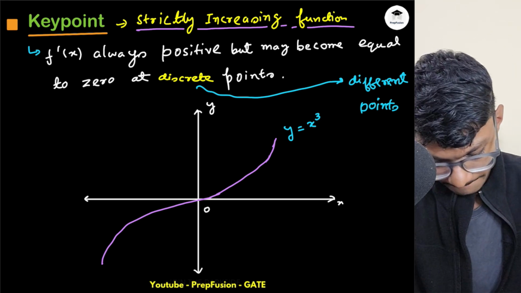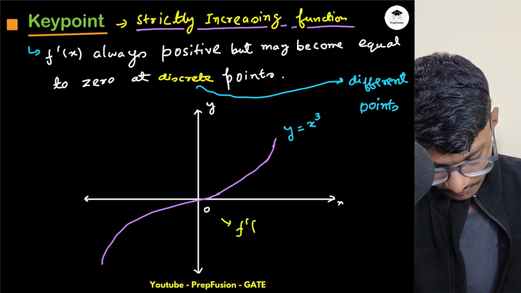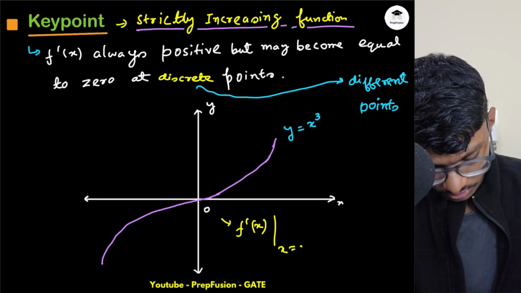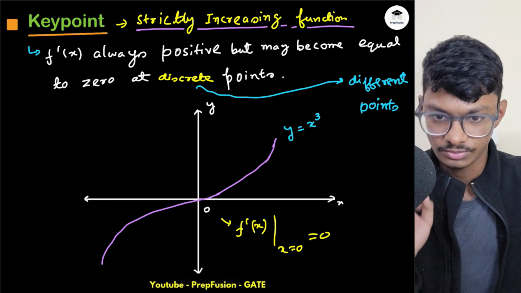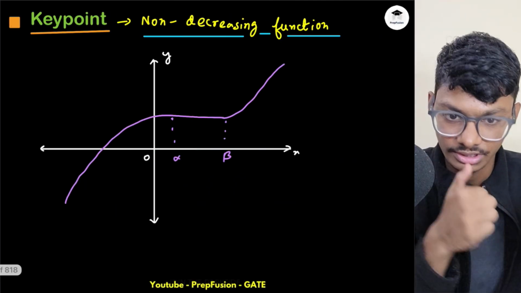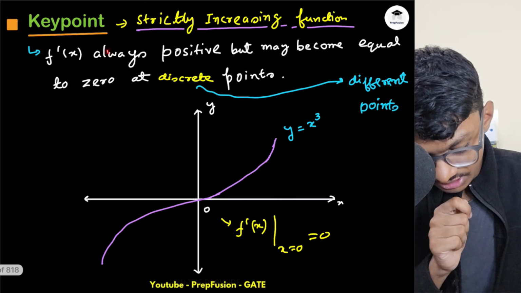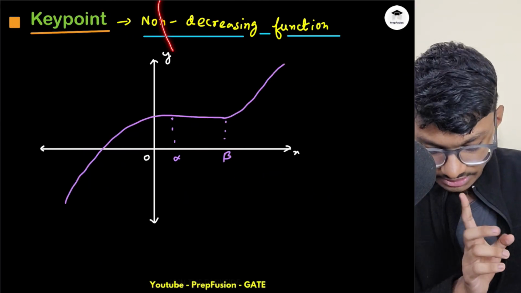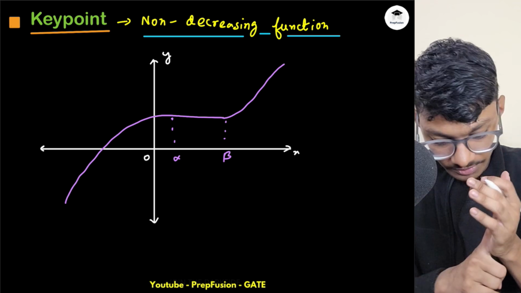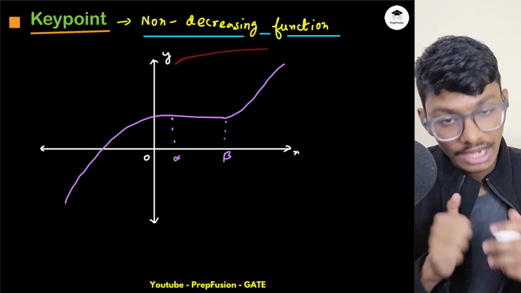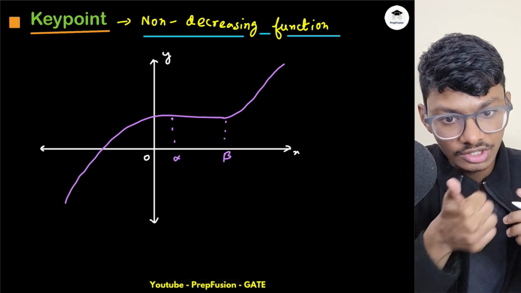Okay, here f dash of x at x equals 0 is 0. It is 3x square, which is 0. So this is the point you have to note. Let's come to another function, and there we'll understand this better. So this is a strictly increasing function, and this is a non-decreasing function. Both are almost similar, except the difference is it can be 0 at continuous points.